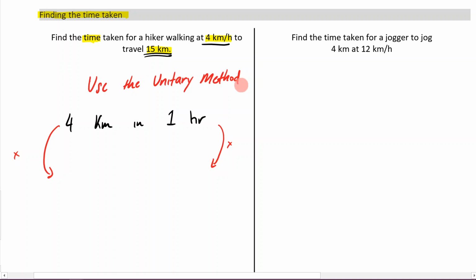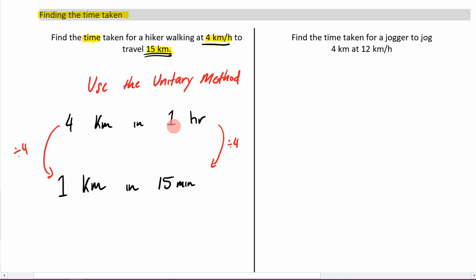So what that means is, instead of going to 15 straight away, we're first going to find what is 1 kilometer. So that means I'm going to divide by 4. What is 1 hour divided by 4? It's going to be 15 minutes.